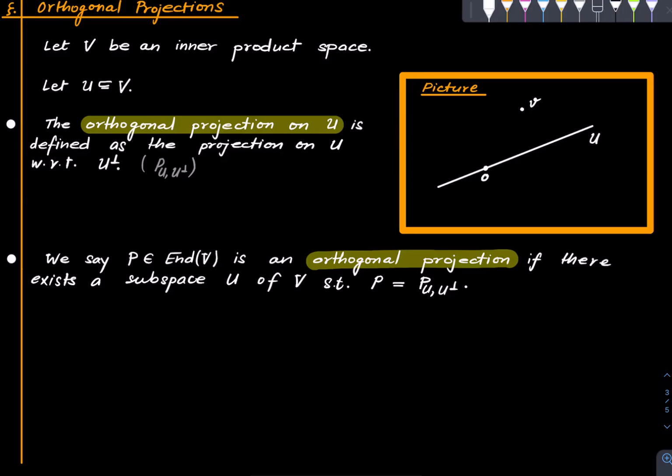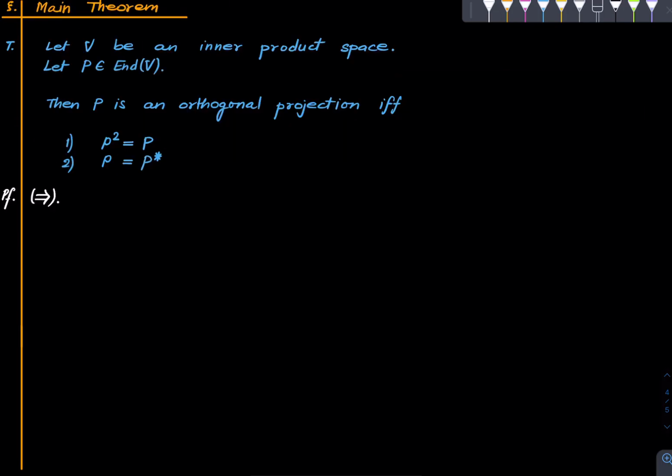And now let us prove a key fact about orthogonal projection. So here is the main result that we want to prove. Suppose V is an inner product space and P is an endomorphism on V. And then we have the following characterization of an orthogonal projection. Just like we had a characterization for a projection, we have one for orthogonal projection. So it says that P is an orthogonal projection if and only if these two algebraic conditions are satisfied.